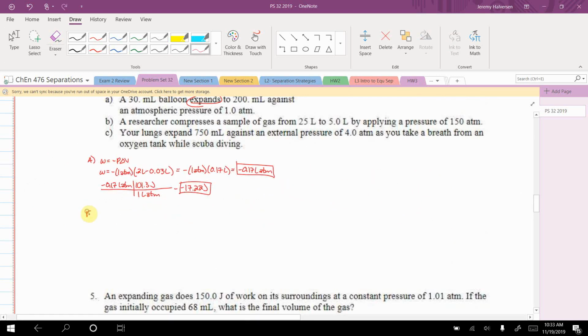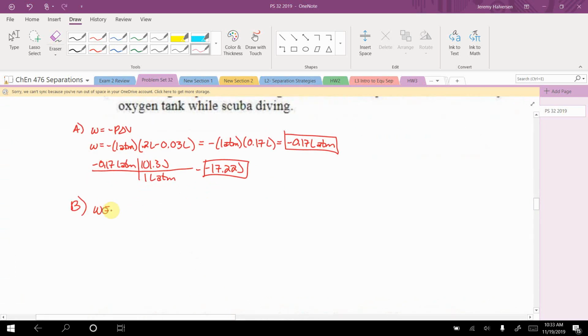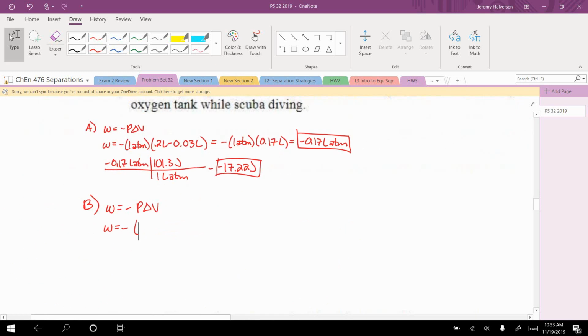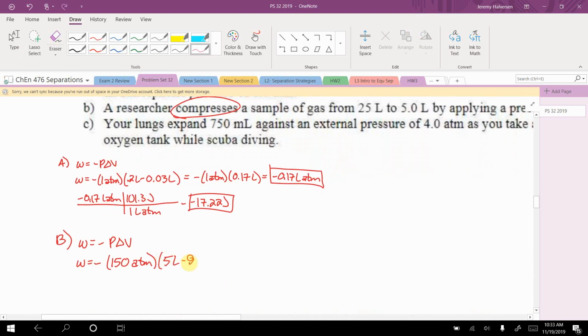Okay, so now B. A researcher compresses a sample of gas, so it says compresses, so what should you be thinking? This answer should be positive, so let's do our math. From 25 liters to 5 liters by applying pressure of 150 atmospheres. My work is negative P delta V. The pressure is 150 atmospheres. The volume change is from 25 to 5, so it'll be 5 liters minus 25 liters. That's going to give me the answer of positive 3,000 liter atmospheres.